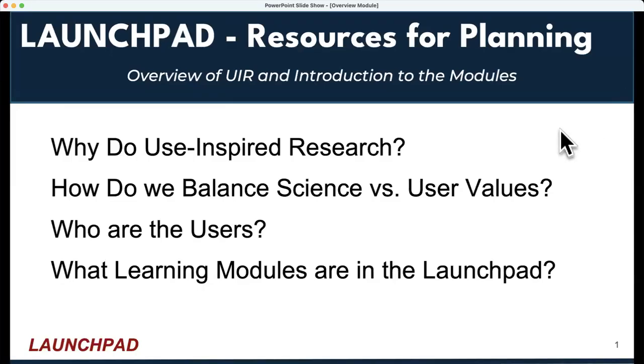So Launchpad has resources for you to do your user-inspired research planning. I want to start by giving you a little overview of UIR and an introduction to the modules that we have. I'll cover four topics. Why do we have user-inspired research? How do we balance the science versus the user values? Who are the users? And what learning modules do we have in the Launchpad?